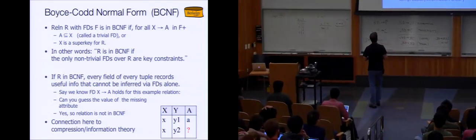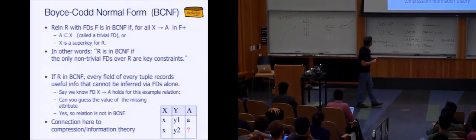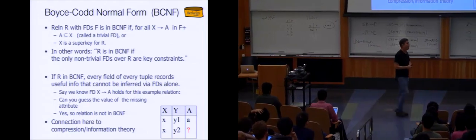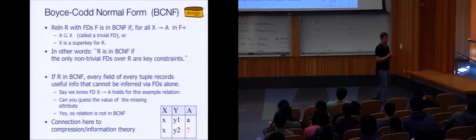R is in Boyce-Codd normal form if the only non-trivial functional dependencies over R are key constraints. And if R is in BCNF, another way to think about this is that every single tuple records useful information that you cannot infer from the functional dependencies alone.